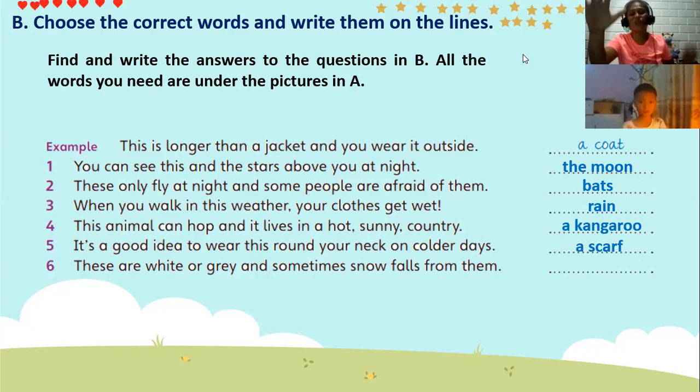Number five. Number six. These are white or gray and sometimes snow falls from these. These are white or gray and sometimes snow falls from them. What is that? It's a wing. Uh-huh. A wing. Windy. These are white, color white, like cotton, and sometimes snow falls from them. It's above. It's from the sky. What is that? Start with letter C.